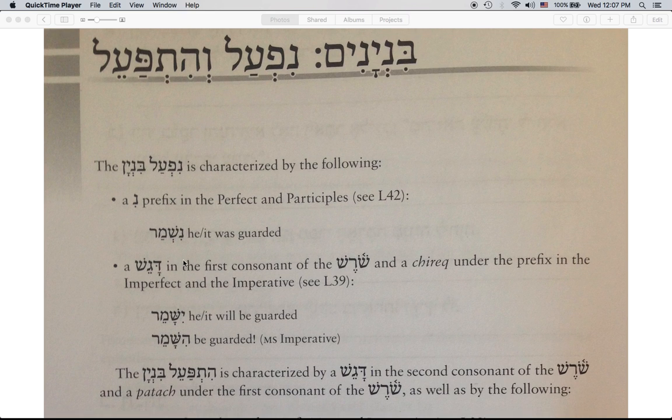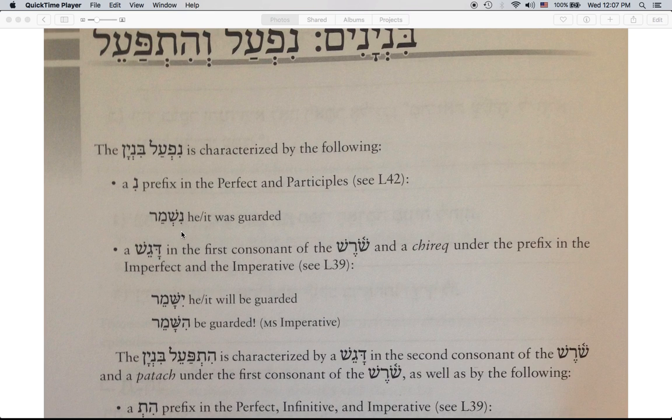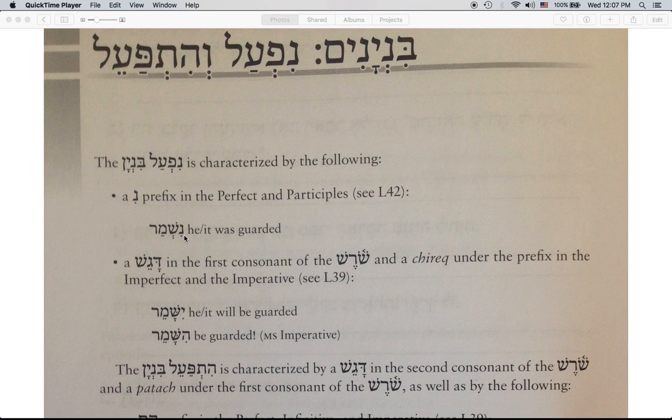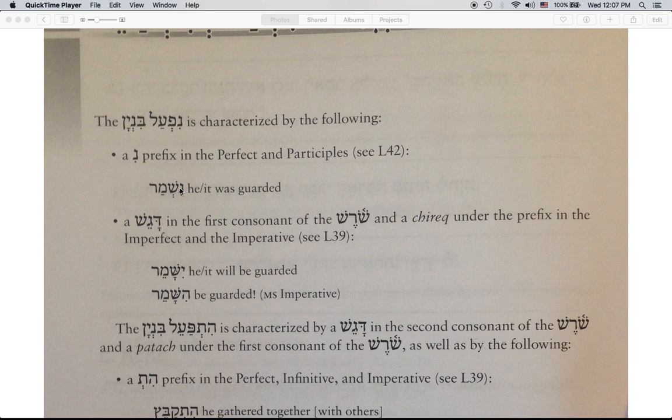This can be a little challenging when we come across the first common plural imperfect. The noon can look like a first common plural imperfect because we added noon in that case. But there are some distinguishing factors that we'll look at in a future lesson when we put the nifal and the imperfects together. So the noon with the hireq is added to perfects and participles. A dagesh in the first consonant of the shoresh, and a hireq under the prefix in the imperfect and the imperative.